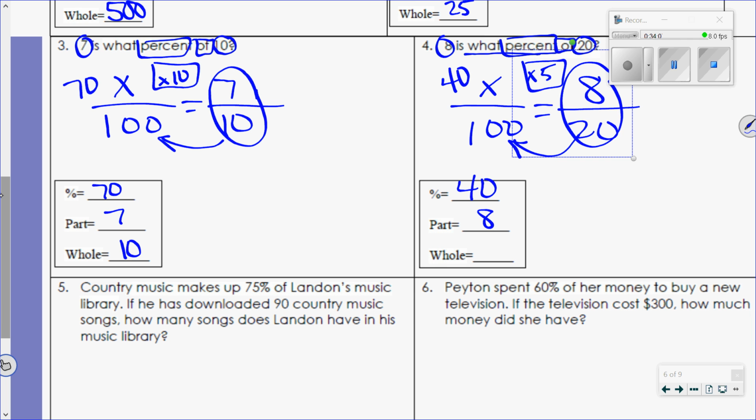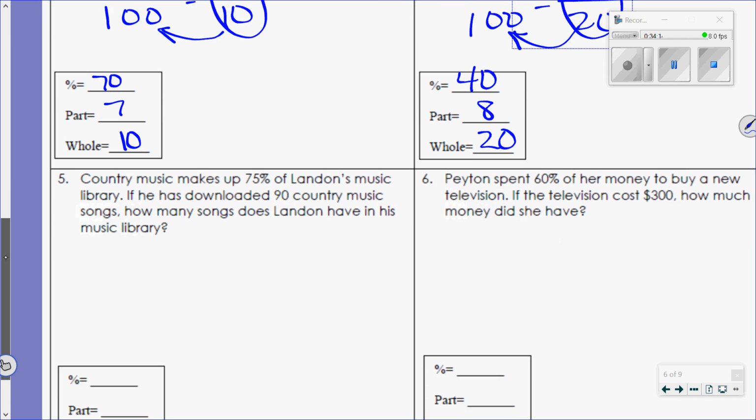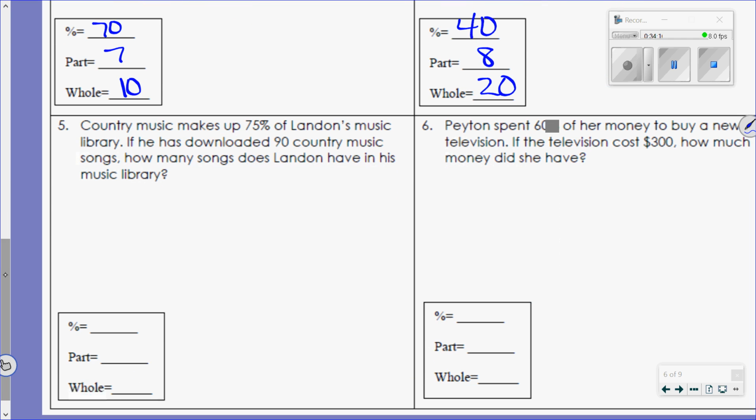What's my whole? 20. Okay, so we're down to about 5 minutes before lunch. I'm going to give you guys 4 minutes to do 2 problems, and then the last minute I'll solve them for you. So you've got 4 minutes. Try to knock these last 2 out.